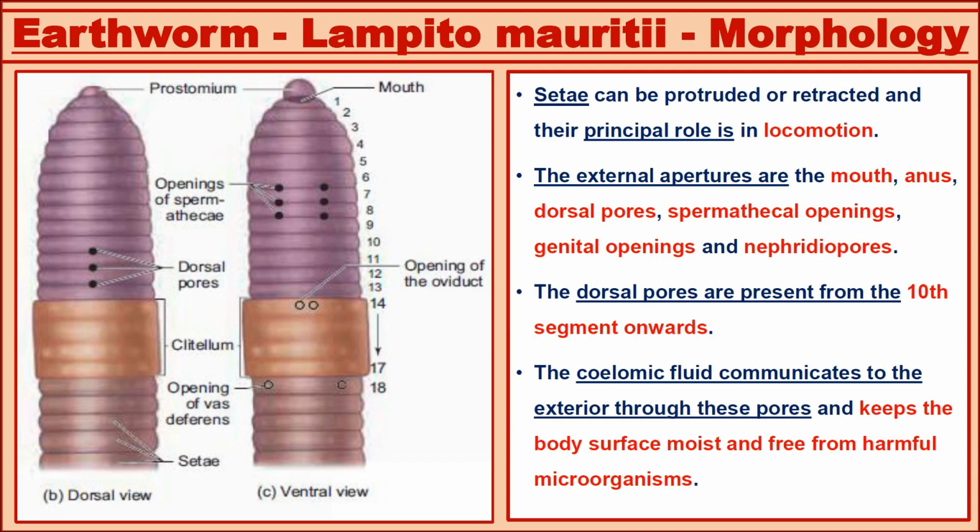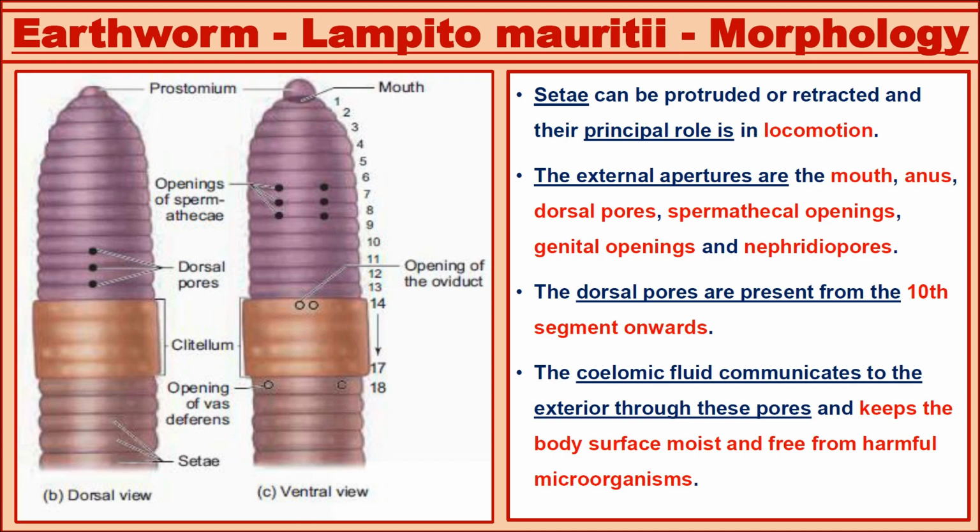Setae can be protruded or retracted, and they play an important role in locomotion. The external apertures are nothing but openings. They are the mouth, anus, dorsal pore, spermathecal openings, genital openings, and nephridiopores. The dorsal pores are present from the 10th segment onwards on the dorsal side of the body.